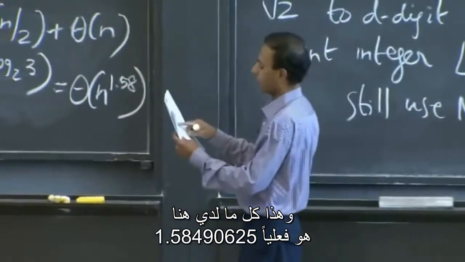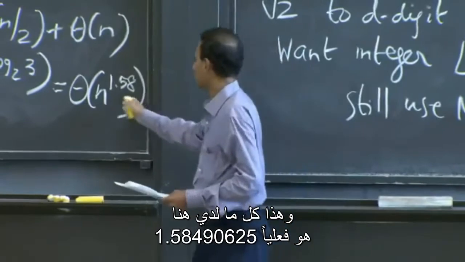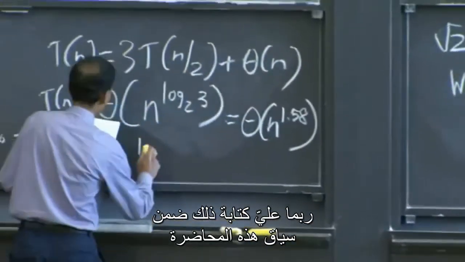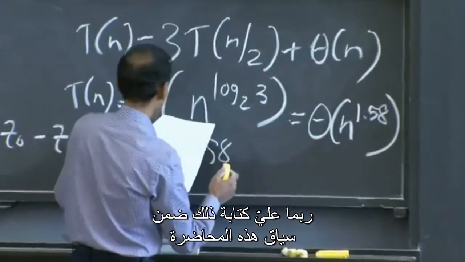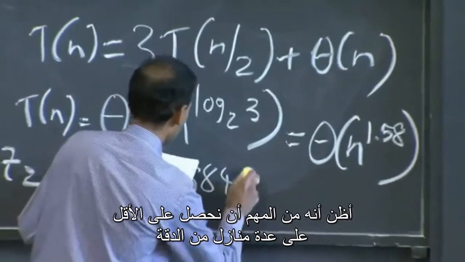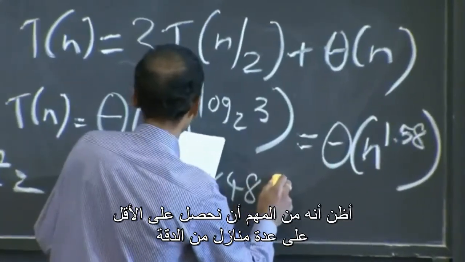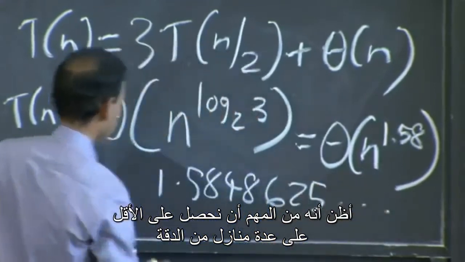By the way, it's 1.58490625. I really should have written that down. 1.58. In the context of this lecture, I think it's important that we get at least a few digits of precision.